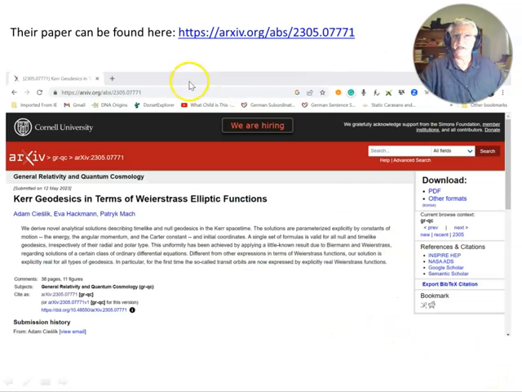All right, now the paper can be found here. Kerr geodesics in terms of Weierstrass elliptic functions. I'm going to give you shortly, in a couple of slides, a very brief rundown on this method. You'll be much better off going and having a look in the actual paper itself.